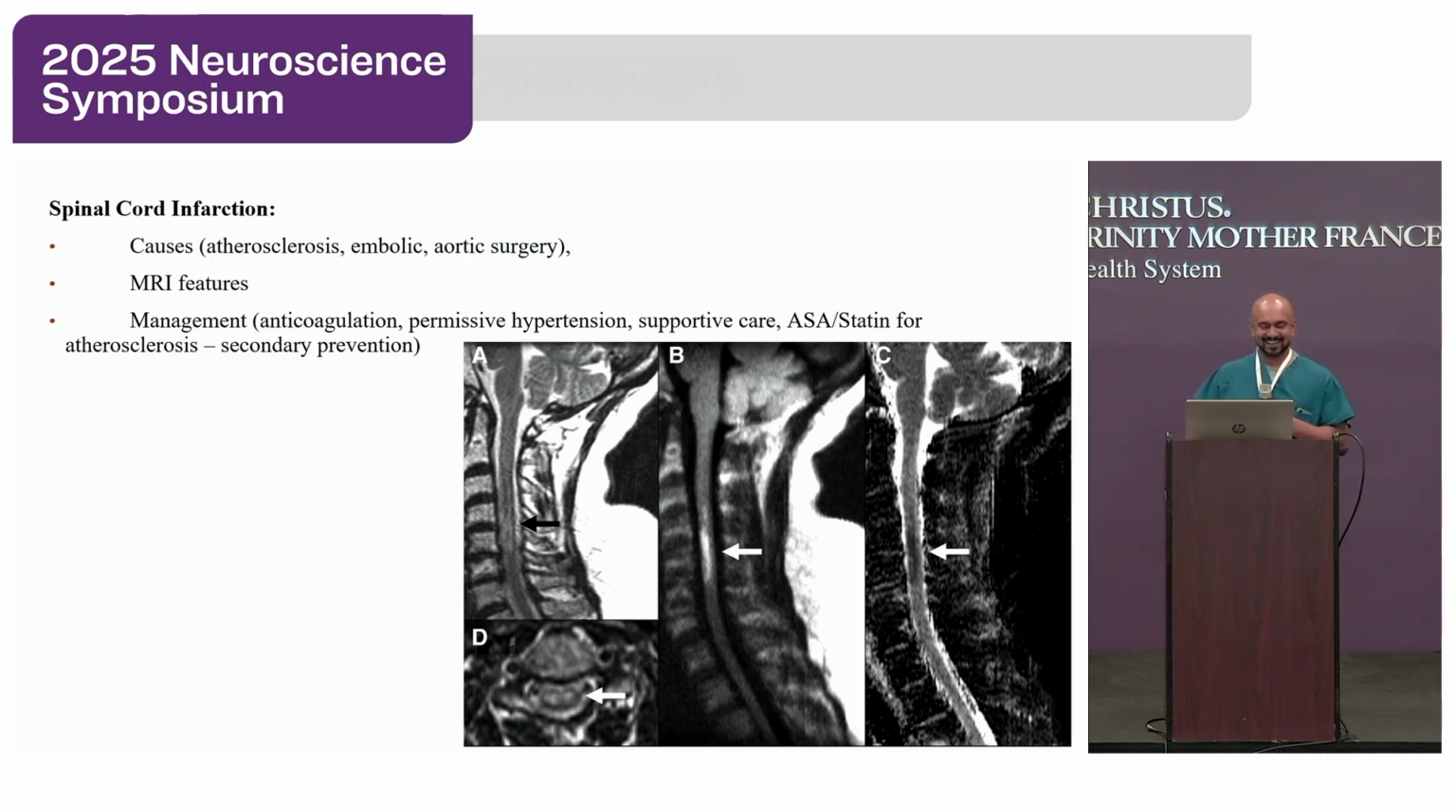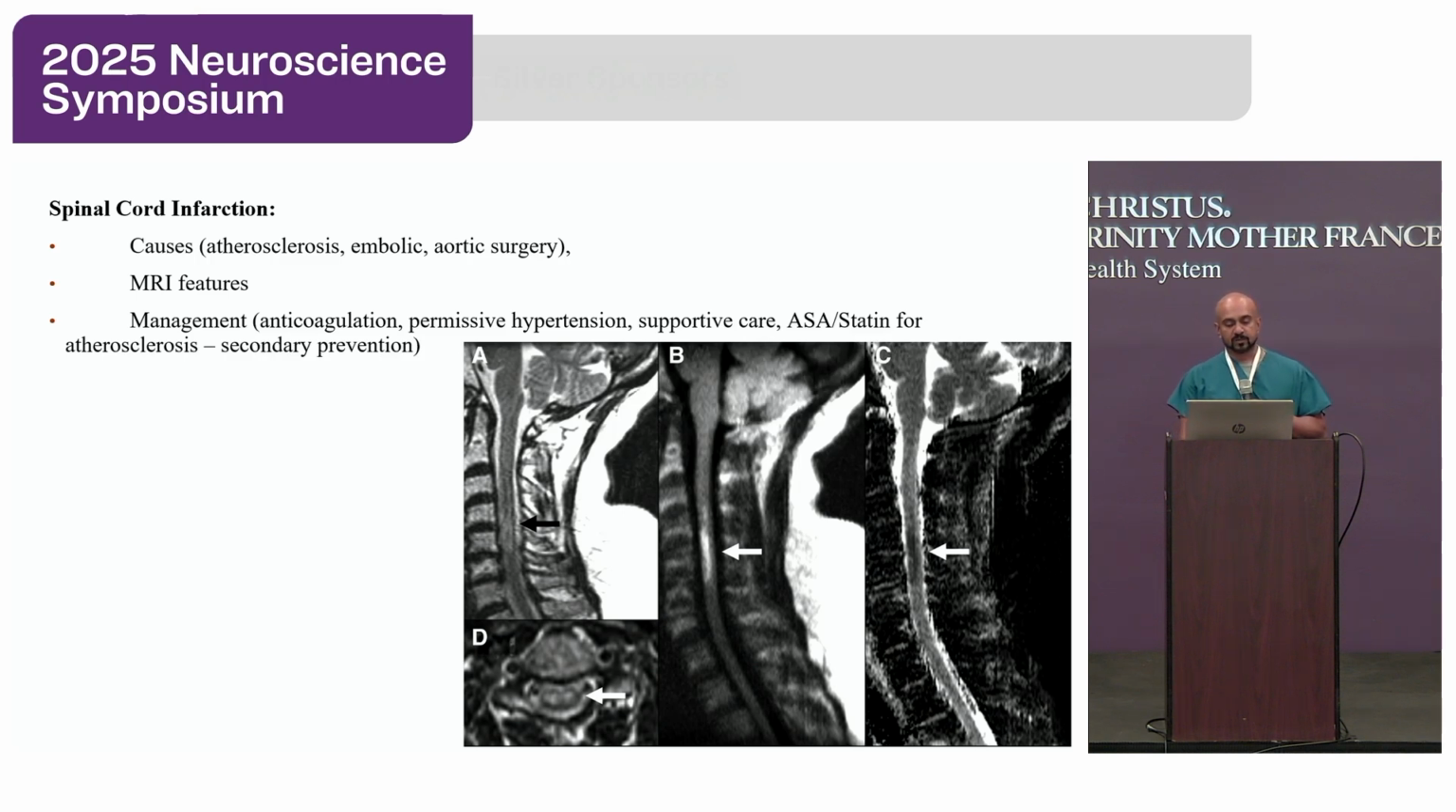All right, so spinal cord infarction. The causes are atherosclerotic disease, just like MI or cerebral infarction. It's the same causes with atherosclerotic disease. It can be embolic or cardiogenic embolic. Or aortic surgery commonly gives spinal cord infarctions when you have open aortic surgery.